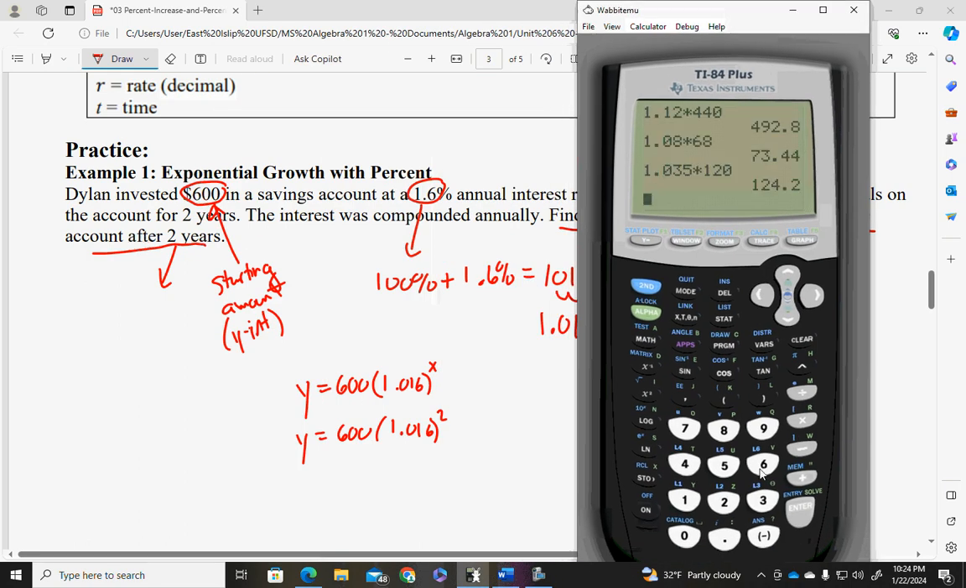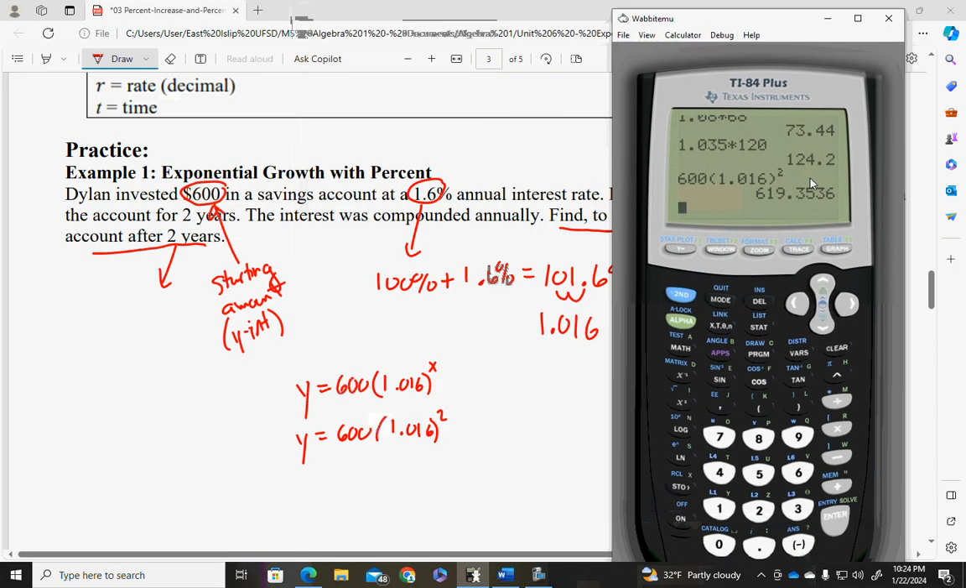Right here on the home screen, we could do 600, then in parentheses, 1.016, close parentheses, raised to the second power. Remember, it did say find to the nearest cent because you see that there are 4 decimal places after the decimal point. Money isn't that way. Money only has 2 decimal places, so we do have to round this. So it would be $619.35.